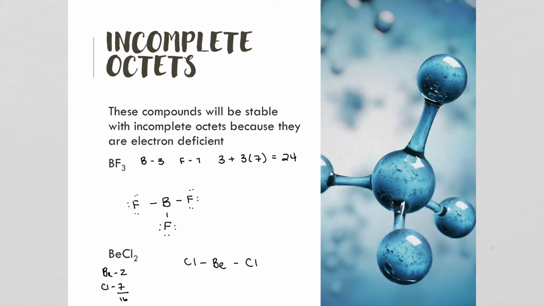So we've drawn our bonding pairs. And so that's only 4 for beryllium. But now we have 12 more, so we're just going to put them all around chlorine. So that's the 12 more. So now we have satisfied chlorine's octet, but we can't satisfy beryllium's. So that would be examples of molecules that would have incomplete octets.